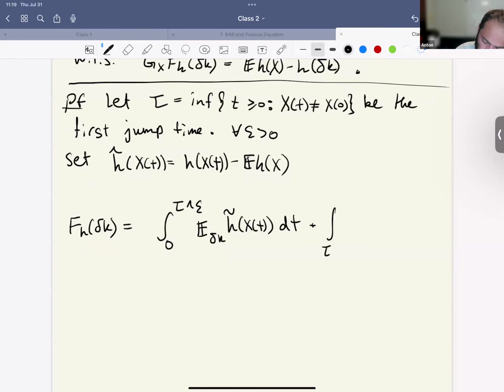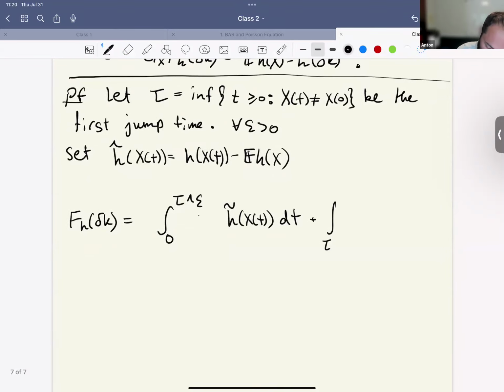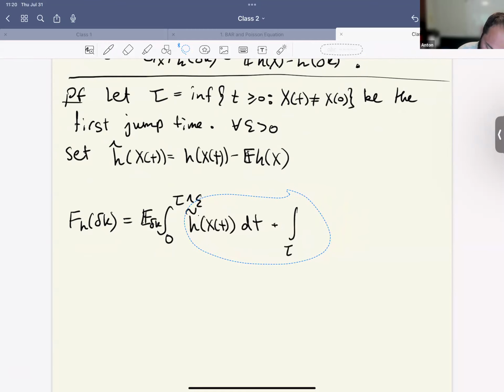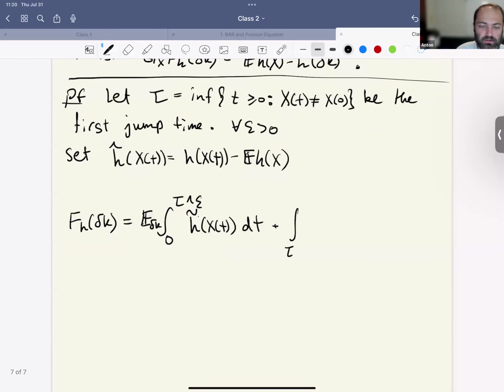And tau, little mistake. Since I've got a random variable in the integrand, I should move the expectation outside. And why can I move the expectation outside? It's by Fubini, Tonelli. Integral from tau to infinity of h tilde x of t dt. All right.